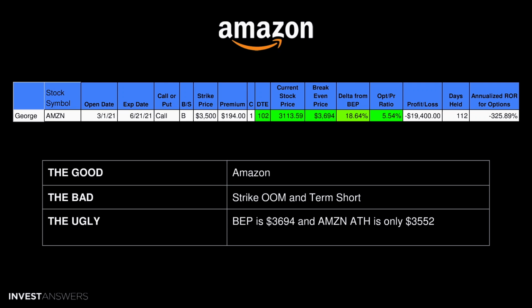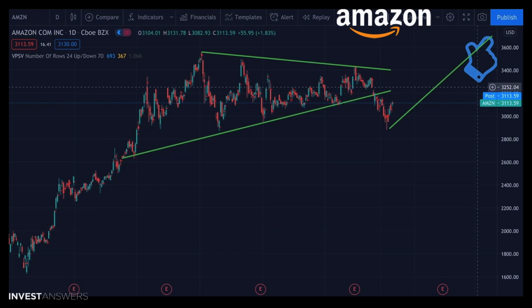So the good in this particular case is it's Amazon, and Amazon's a solid company. The bad, though, is the strike is out of the money, and the time is short. Basically, we only have until June. I always recommend people buy at least a year of time. I know it's more expensive, but it's also a lot safer. And then the ugly is the break-even point is $3,694, and the Amazon all-time high is only $3,552. Quick look at the chart here.